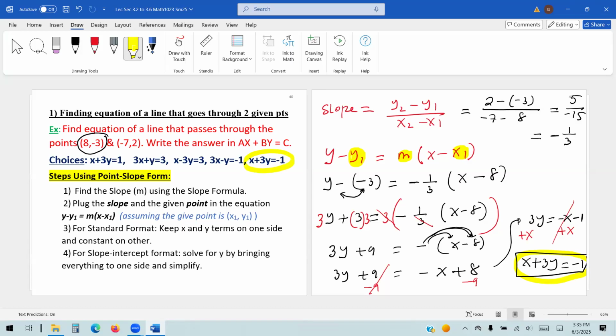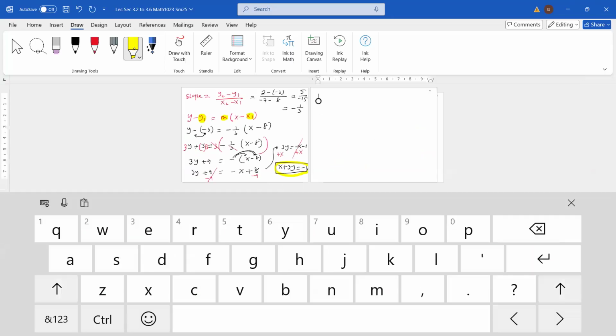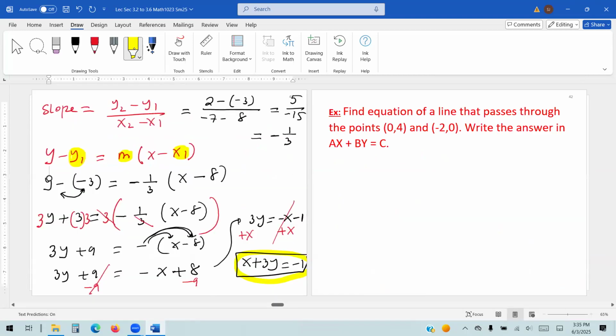Who is lost? Who is confused? Anybody? Nairobi? Okay, you try one. Let me get rid of this page. Do the same thing. This time it's not multiple choice, but the same requirement. No negative x, no fraction. Write the line in standard form.